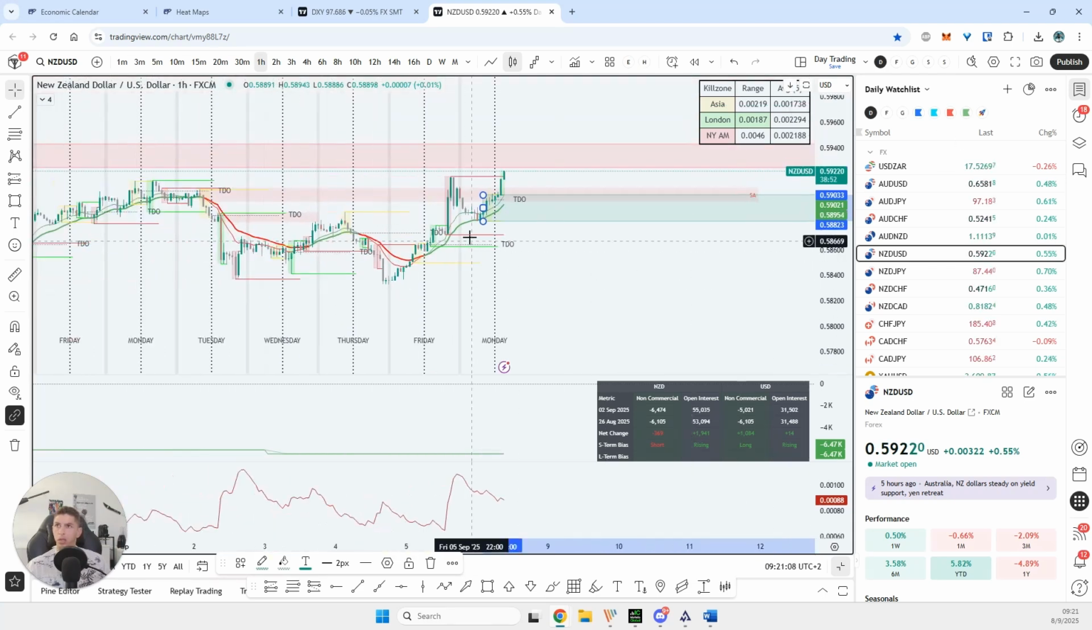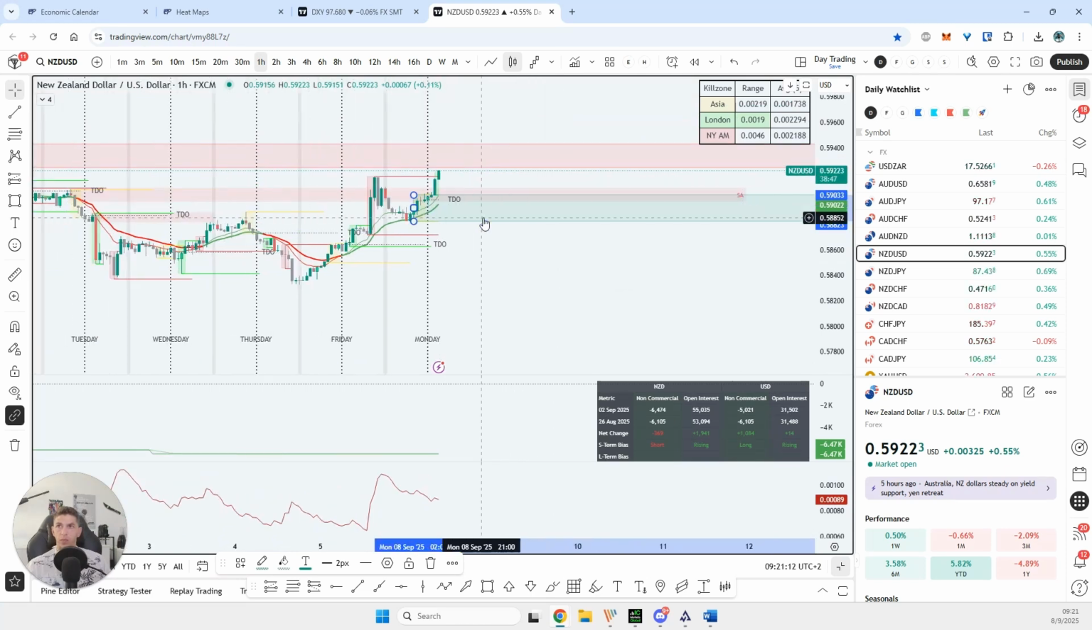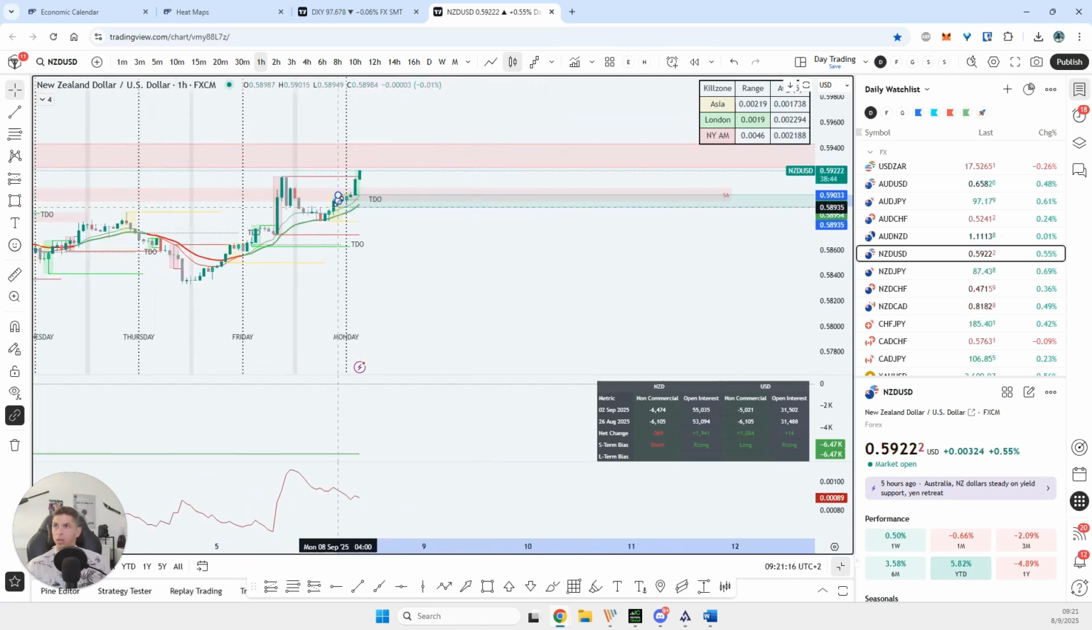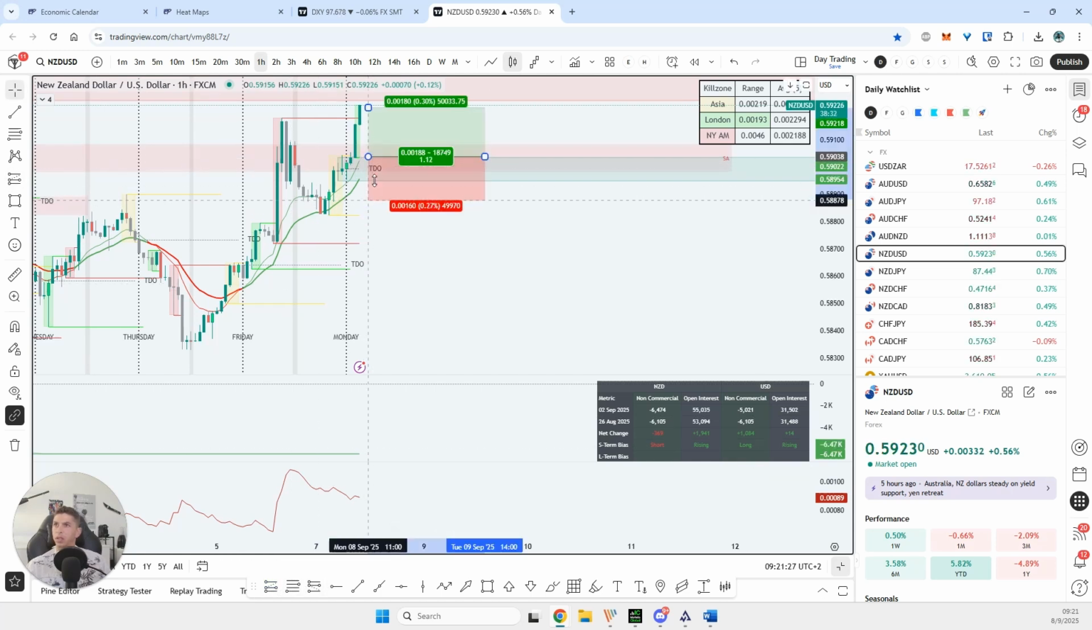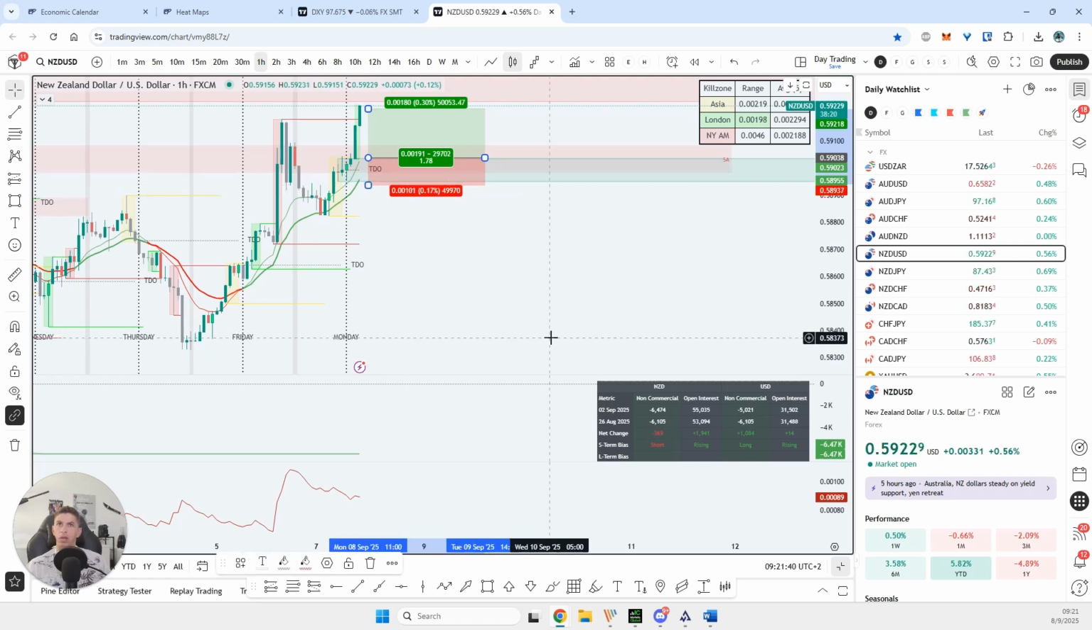The question is, I think I would take this one. This 7 pips one. Let's check. Maybe something like this. 9 pip. 93.